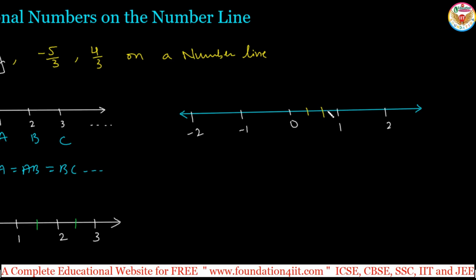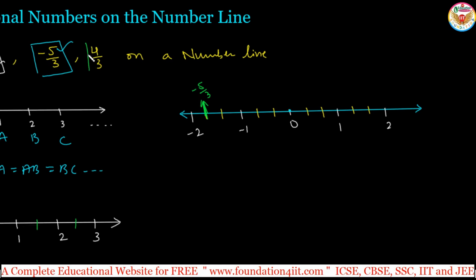So 1, 2, 3, three gaps exactly. If we make 2 lines, 3 parts will come. The same here also. You can make 3 equal parts between 0 and 1, 1 and 2, or minus 1 and minus 2, 0 to minus 1. Now according to the denominator we make the parts, and according to the numerator we find the position of the point. Because it is minus 5, from 0 we go to the left side: 1, 2, 3, 4, 5, the fifth place. This position is minus 5 by 3.